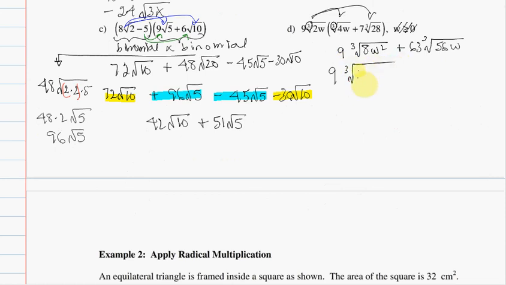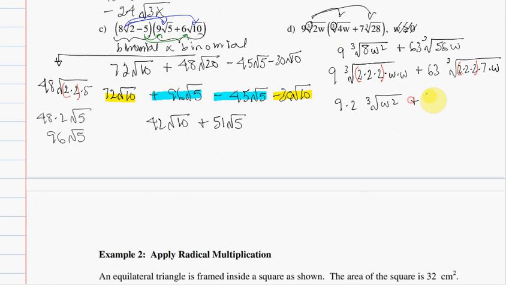Now 8 will work out to be 2 times 2 times 2 times W times W. And in the second radical sign we have 2 times 2 times 2 times 7 times W. Alright, now this time our index is a 3, so we want to group our factors into groups of 3s. Okay, so on the first one, we're going to pull the 2 out. We're going to go 9 times 2 cube root of W squared.